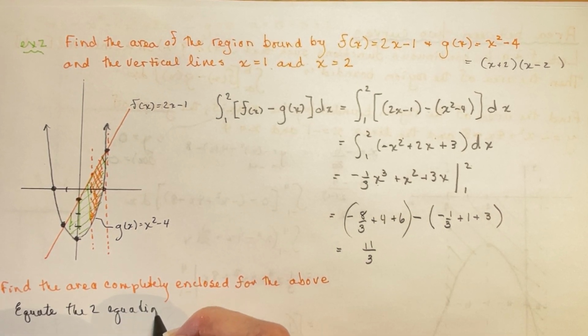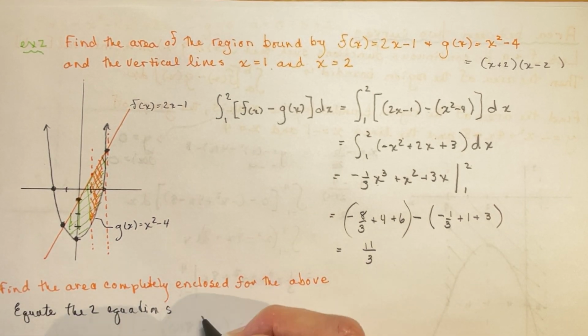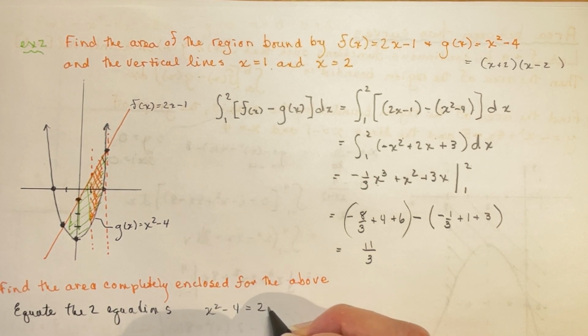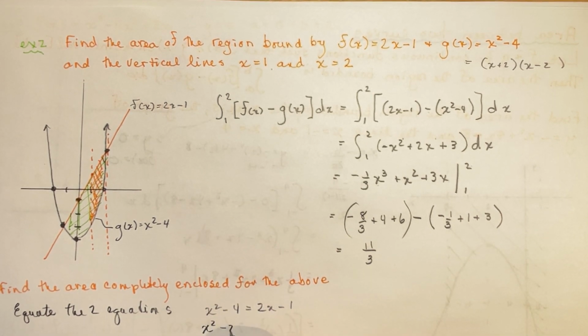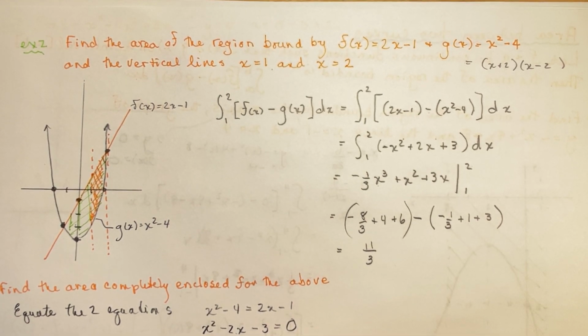In other words, just set them equal to each other and solve for x. So I have x squared minus 4 equals 2x minus 1. Bring it all to one side. So x squared minus 2x, bring this over, adds, minus 3 equals 0. And now I need to know what multiplies to minus 3 and adds to minus 2. And you should get minus 3 and 1. Right, so it gives me x plus 1 times x minus 3.